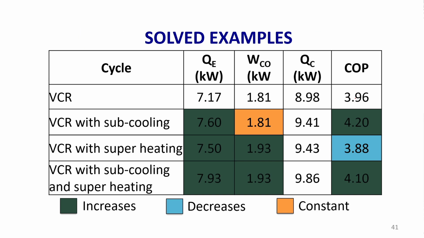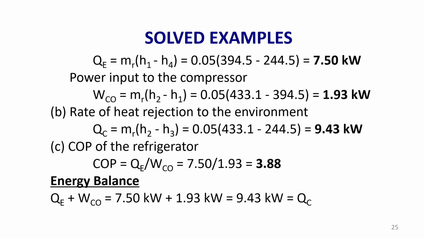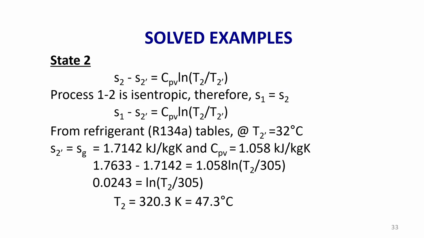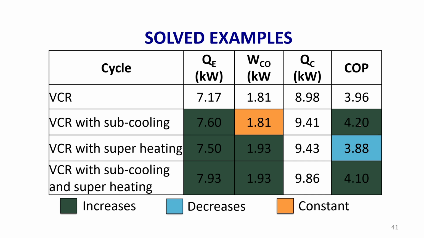So, if you see this table, let us compare the results and see why the COP is varying. So, there is an increase in delta H. So, the numerator Q_E increases, and the COP is also increasing. There is no change in the work of compression. So, the COP is increasing.